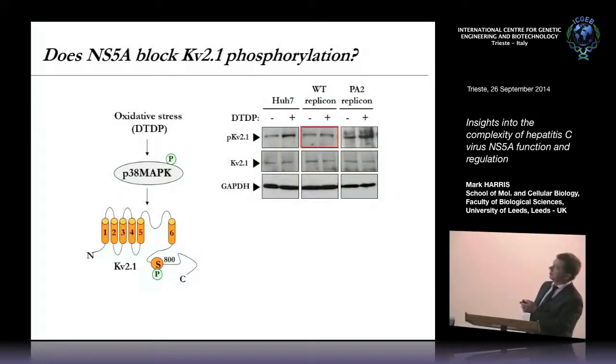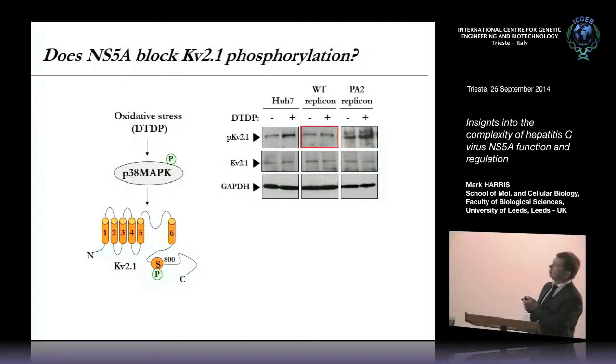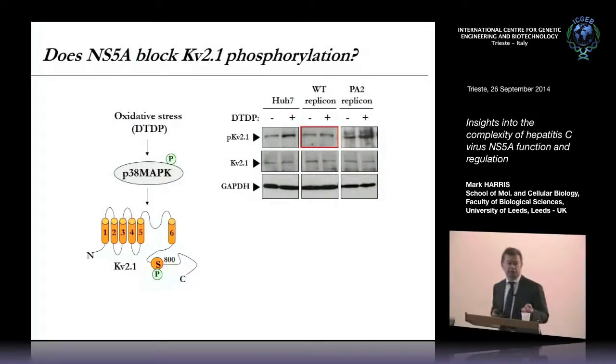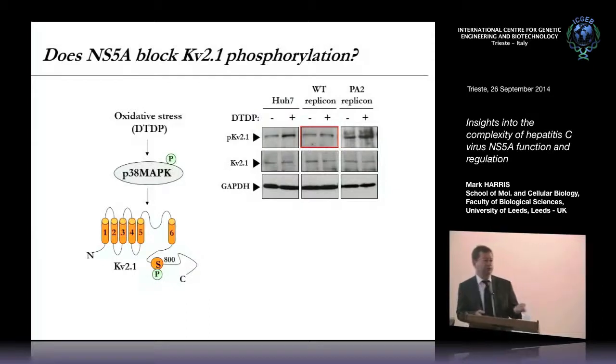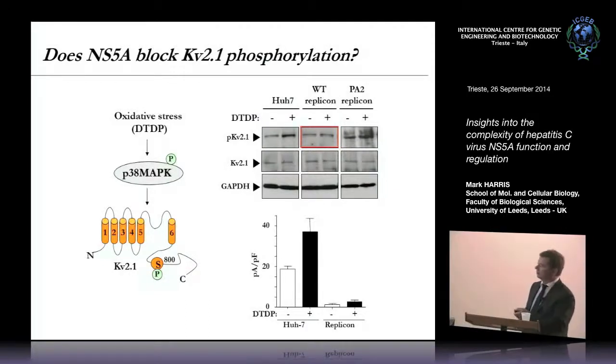And what you can see is that in HUH7 cells, as you treat with DTDP, you increase the phosphorylation of Kv2.1, but you don't see that increase in wild-type replicon cells. In the proline mutant replicon cells, that increase is restored. So phosphorylation of this molecule, Kv2.1, is blocked in replicon cells. And sure enough, if you look in replicon cells when you treat with DTDP, you don't really see a significant increase in channel activity.